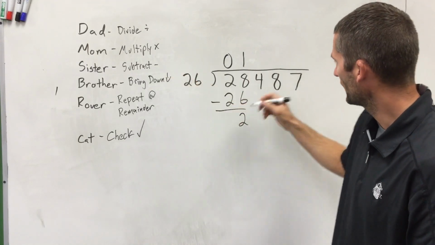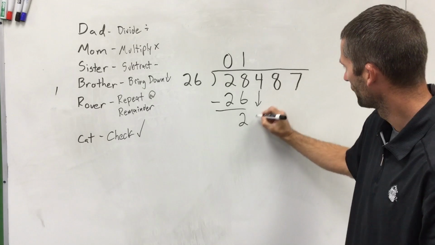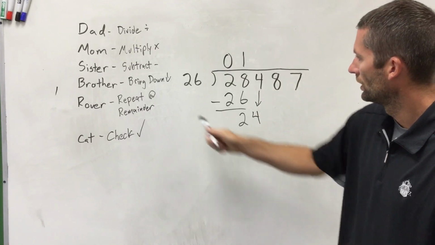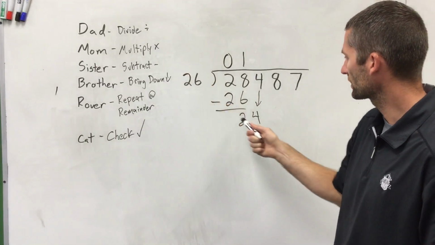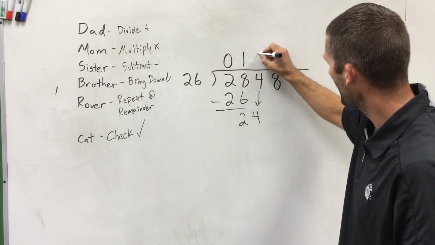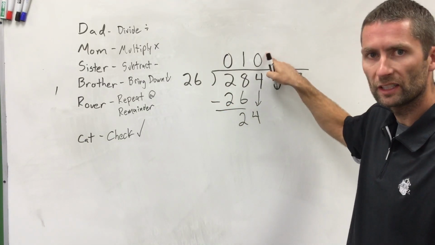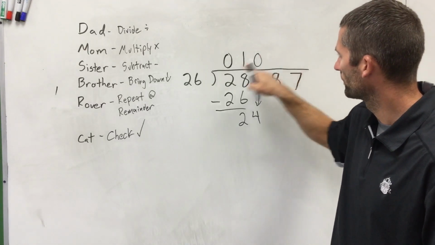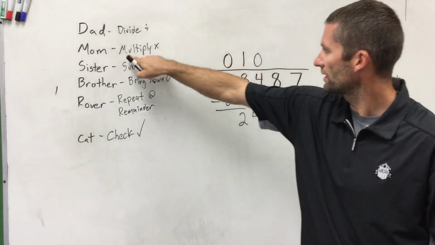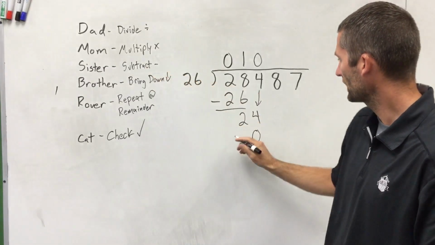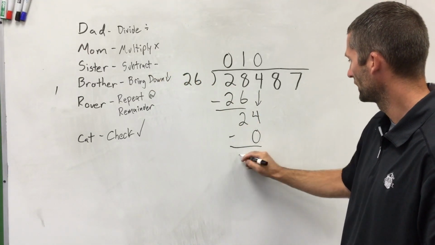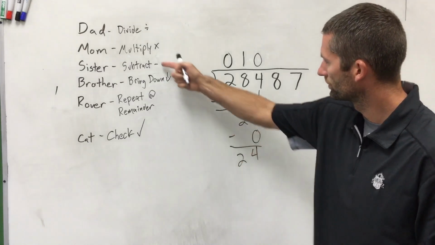Next, we need to bring down. We're going to bring down this 4. Now we repeat. Let's divide. 26 goes into 24. It doesn't. We have to put a 0 here. Don't forget that 0. It's an important spot. 0 times 26 is 0. Subtract: 24 minus 0 is 24.